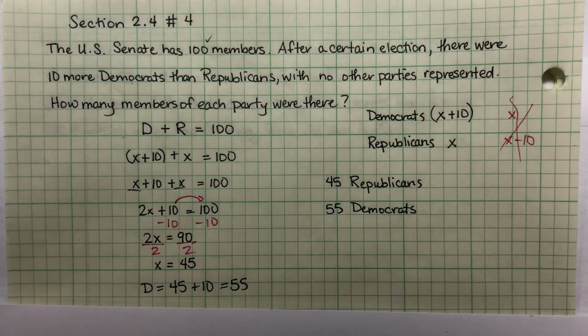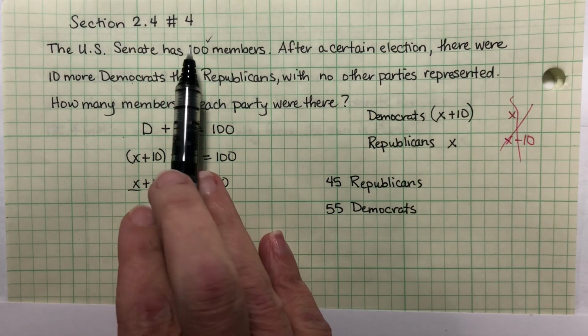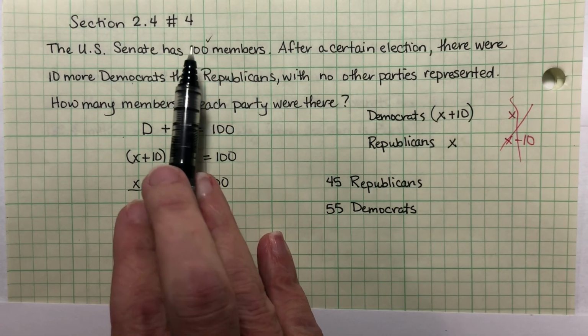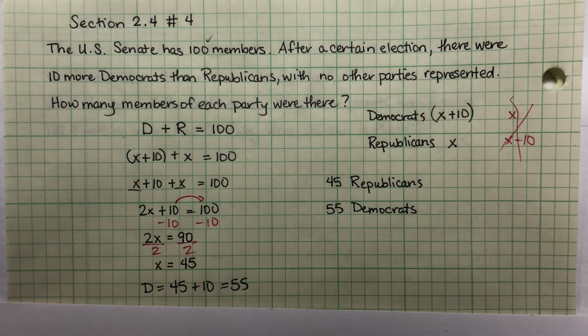You also want to ask yourself if your answer is reasonable. I could not get a negative number here. We can't have a negative number of politicians. We can't have half a politician either, so fractions and decimals are out. I also know that I have a maximum of 100 members. If my calculations told me that there were 104 Republicans, I would know I had a problem because it's too big for the overall problem. Okay? Just be aware of that. These are your answers.